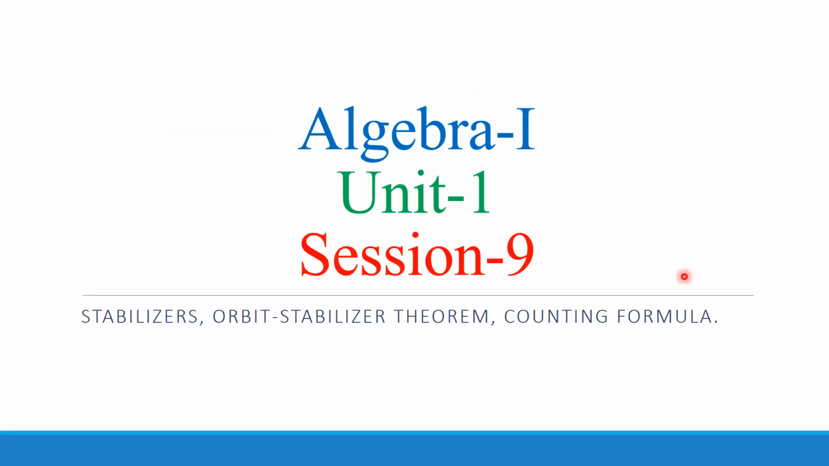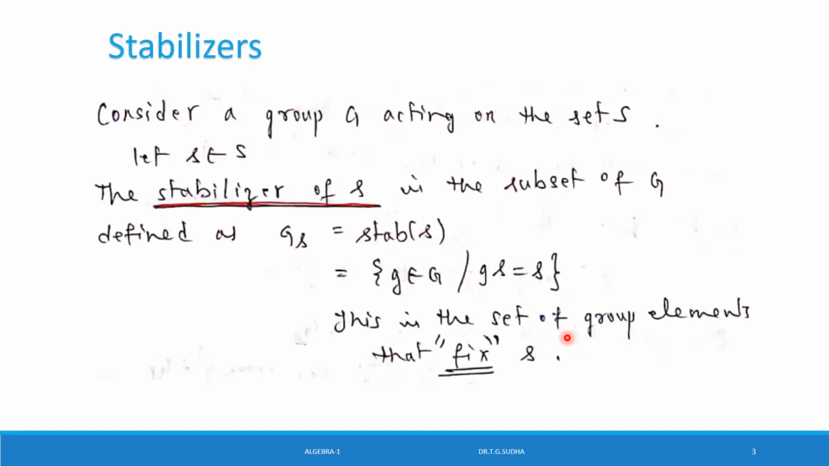In this session, let us look into the definition of stabilizers, the orbit stabilizer theorem, as well as the counting formula. To begin with, let us define what is a stabilizer. For that, we need a group G which is acting on a set S. S is said to be a G set here. Let us take an element s in S.